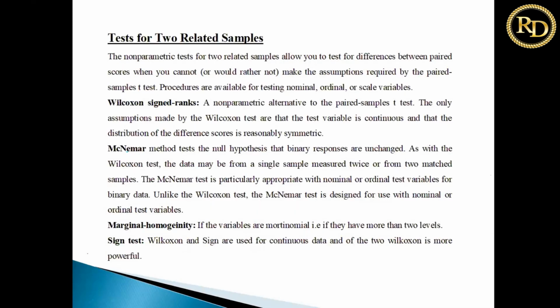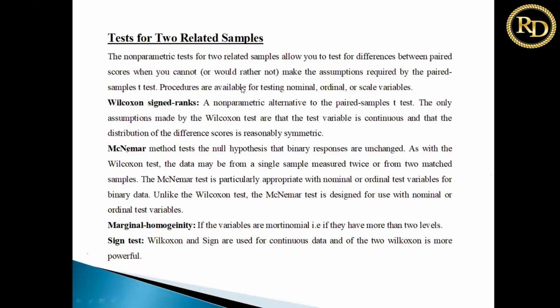Now, tests for two related samples. Related samples means we are using the alternative to the paired t-test. Here we use the Wilcoxon signed rank test, McNemar test, marginal homogeneity, and sign test. There are some slight differences in the different tests, so as per the situation, we use that test.